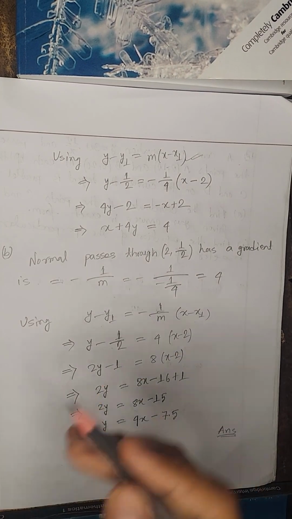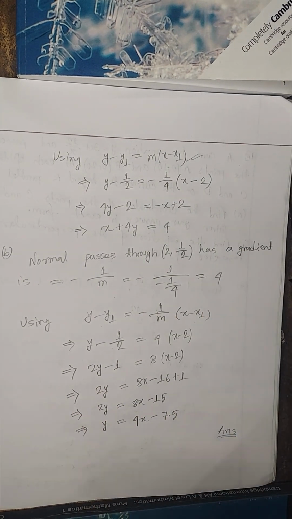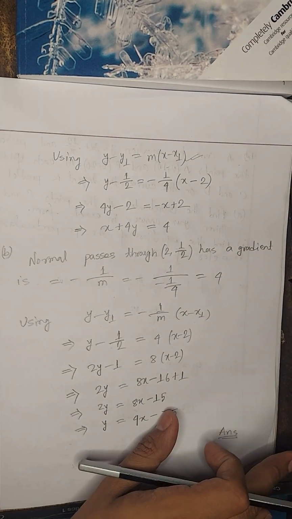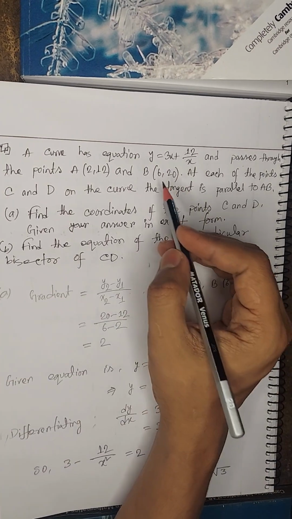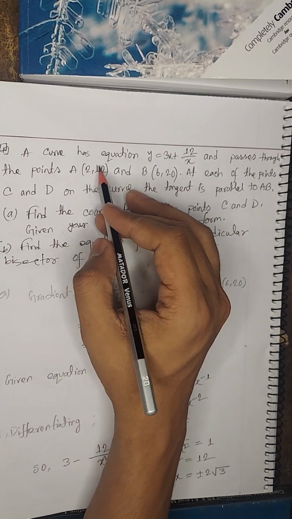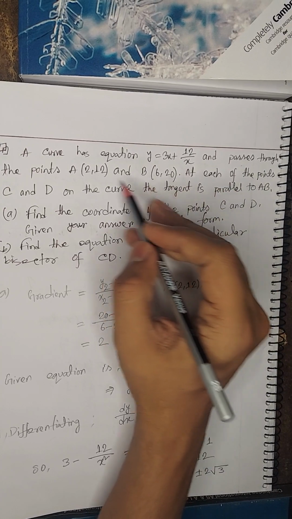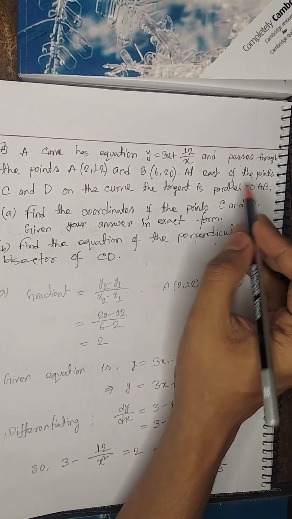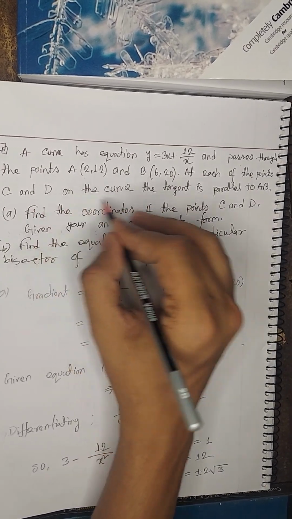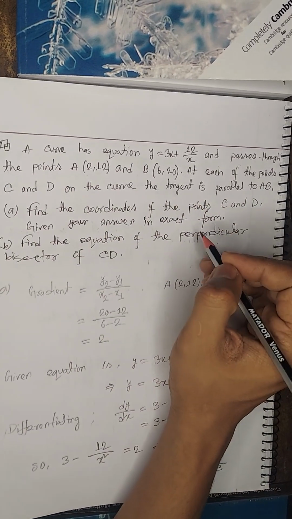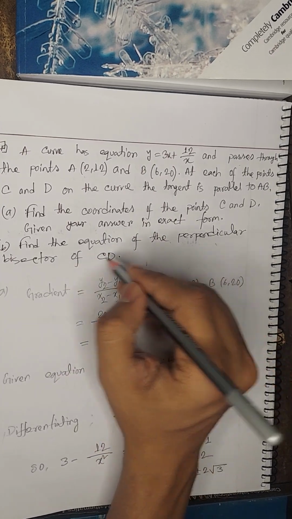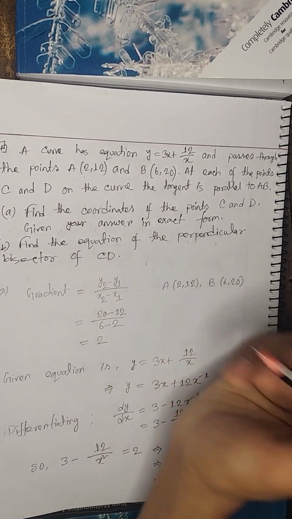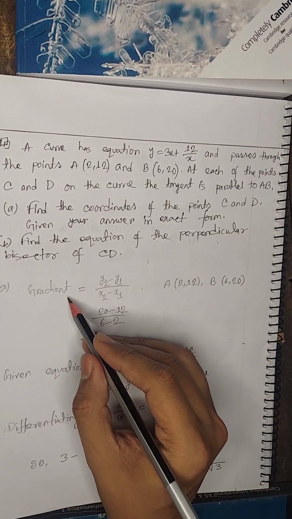So by using the equation of tangent and equation of normal, we get our required equations which we were asked to find. Now another problem of the same type. Here we are given the equation of a curve, and that passes through these points A and B, and at each of these points C and D on the curve, the tangent is parallel to AB. We have to find the coordinates of C and D, and also the equation of the perpendicular bisector of CD. First of all, we will find the gradient.